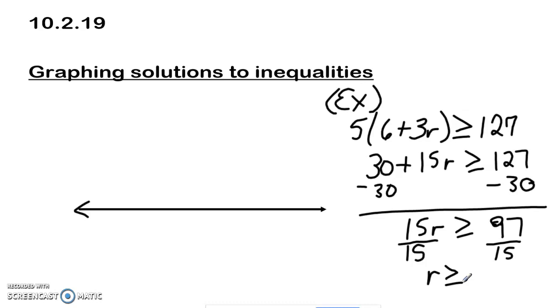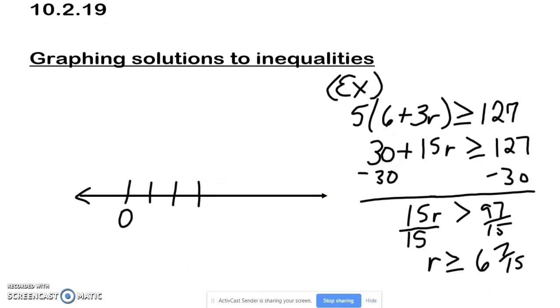Okay, so can you change that to a fraction? 97 over 15. Okay, so we changed 97 over 15 to 6 7/15. So this is 1, 2, 3, 4, 5, 6, 7. So it's in between 6 and 7, almost halfway in between, a little less than halfway. So I'm going to put a mark right here.